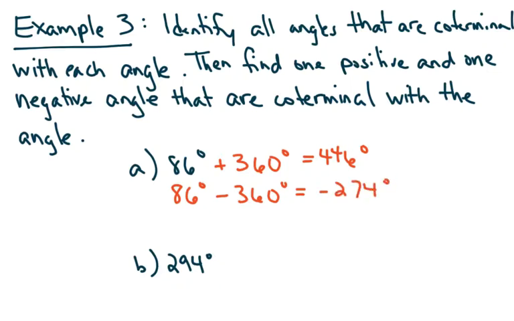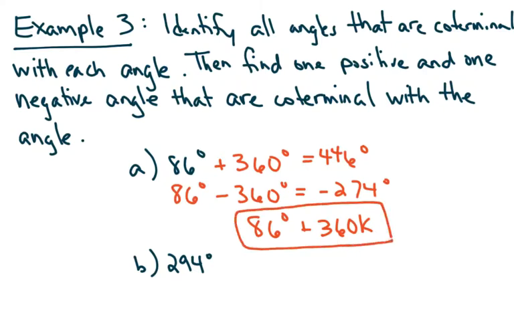Now let me go back to the first one that said identify all angles that are coterminal with each angle. All the angles are going to be 86 degrees plus 360K, where K will be the number of rotations around the circle. So if you go 2 rotations counterclockwise, K would be 2. If you go 3 rotations clockwise, K would be negative 3 because clockwise is the negative direction.